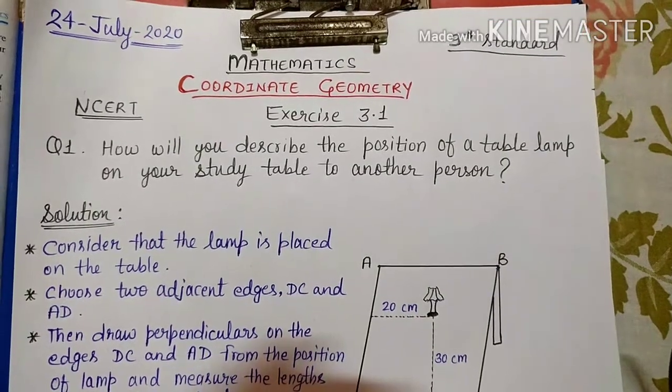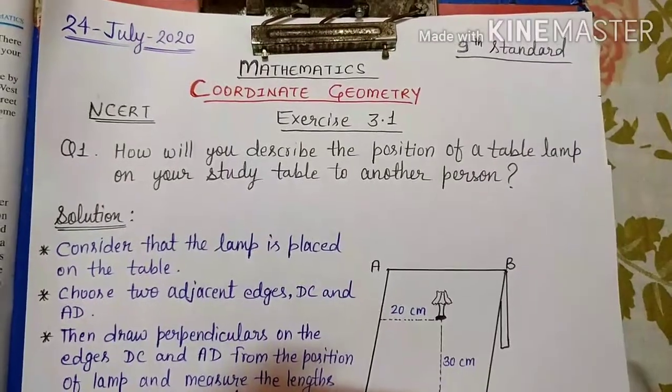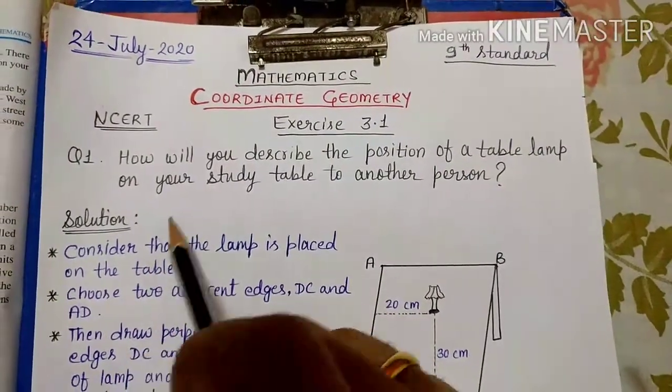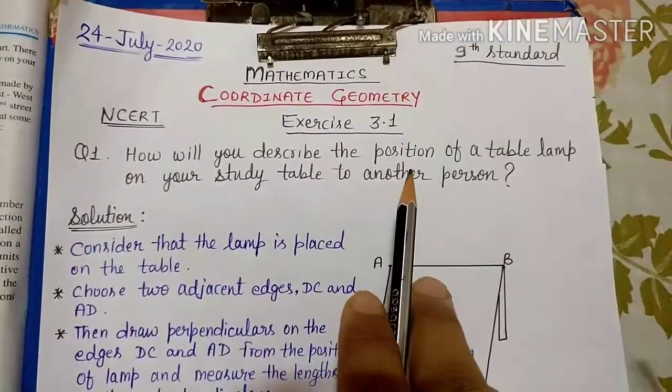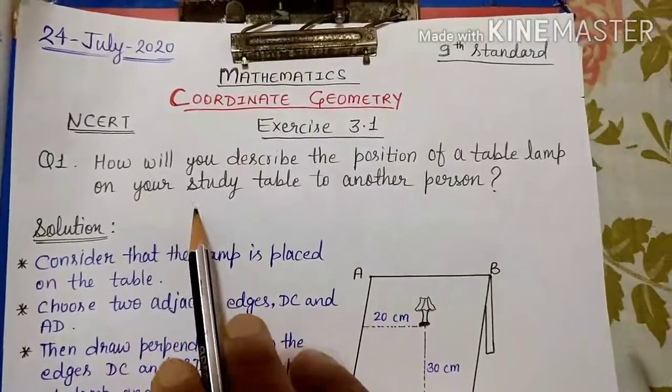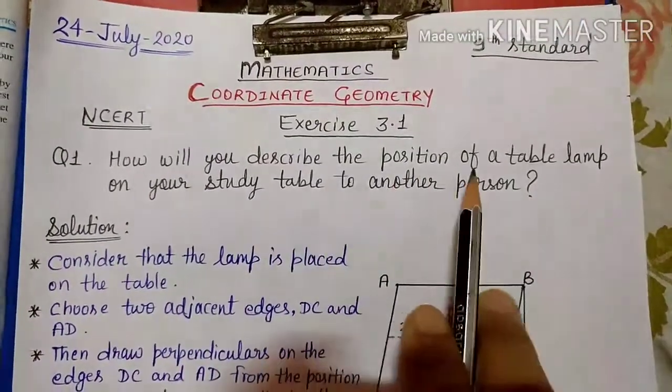So now we will start with exercise 3.1 of chapter coordinate geometry. First question: how will you describe the position of a table lamp on your study table to another person?